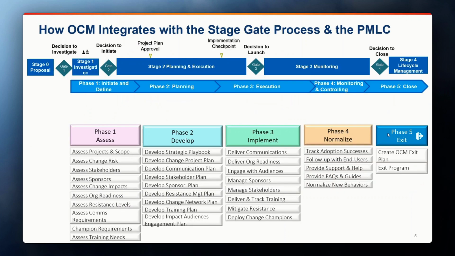Now, let us discuss how OCM is aligned to this. At the very top here, we have the stage gate process, and then below that, we have the project management life cycle. But down here is where you have the key change management activities. You have phase 1, where you do a lot of the change management assessments, the change impact assessments, stakeholder analysis. You are assessing resistance. You are determining, do we need champions? You are assessing training needs.